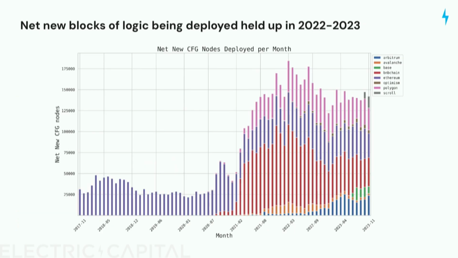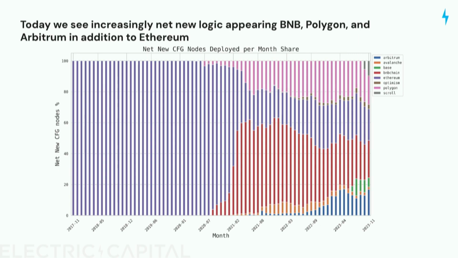Here's a summary graph of where net new blocks of logic are being deployed. What we generally see is a large run-up, the smart contract revolution that happened between 2020 and 2021 during DeFi summer and the NFT wave that happened subsequently. Net new logic deployed per month has roughly held up through the bear market. And today, we increasingly see that net new logic is not only on Ethereum, but is starting to appear on BNB, Polygon, and Arbitrum in addition to Ethereum.